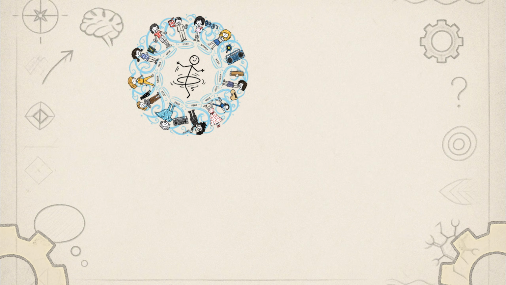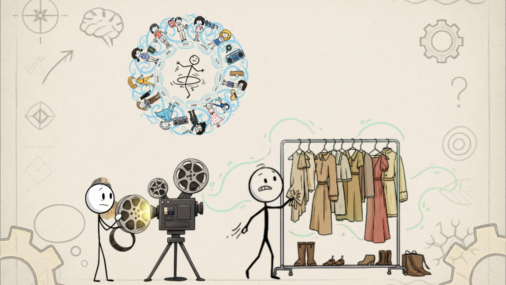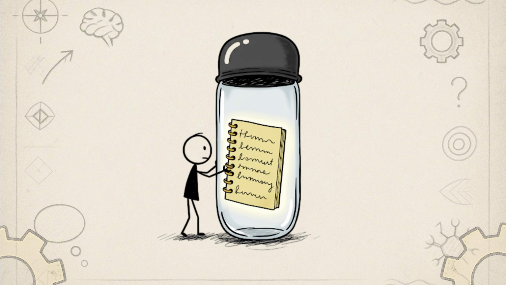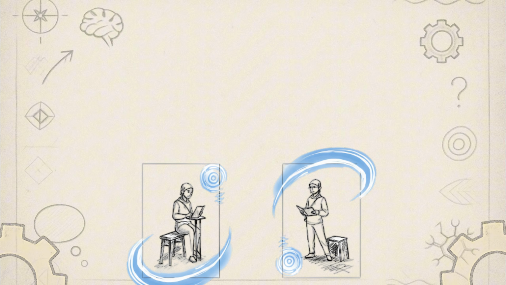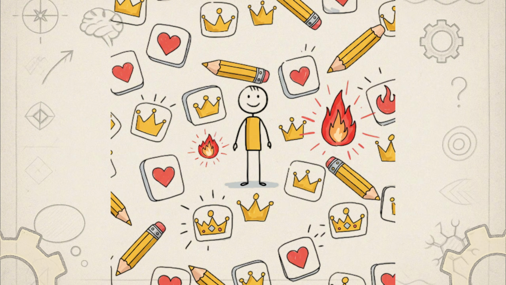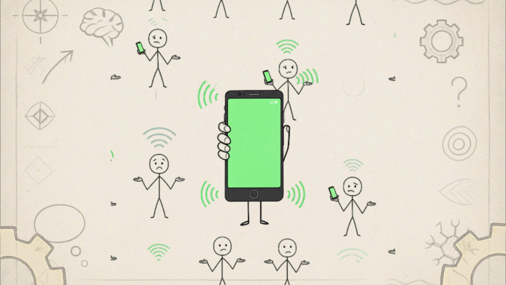Culture loops. Fashion revives itself every 20 years. Movies reboot themselves. Even slang gets recycled. We're in a constant remix machine, folding in on itself like a self-updating time capsule. It's why people say things like, history repeats itself, because it kinda does. The same themes, the same mistakes, the same stories, just with new actors and slightly better Wi-Fi.